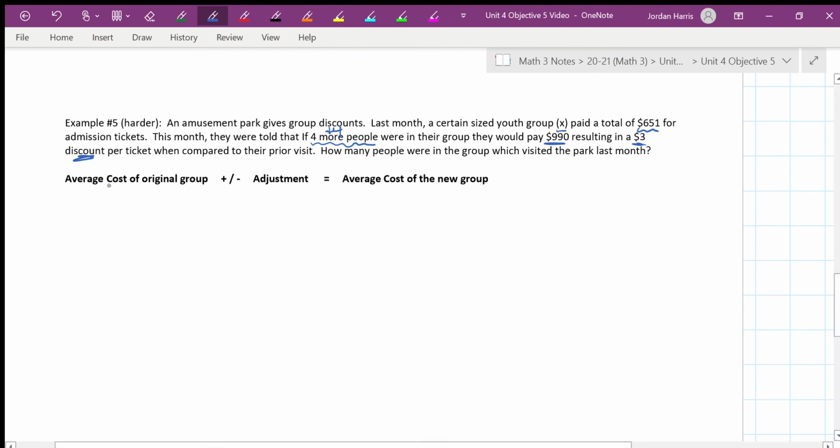So we have to go through the other thing. Average cost of the original group. So that'd be 651 divided by x. That was the original group. They split $651.